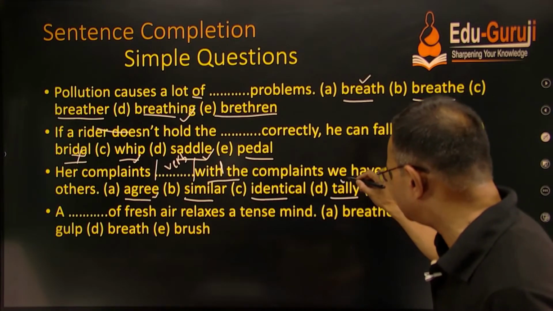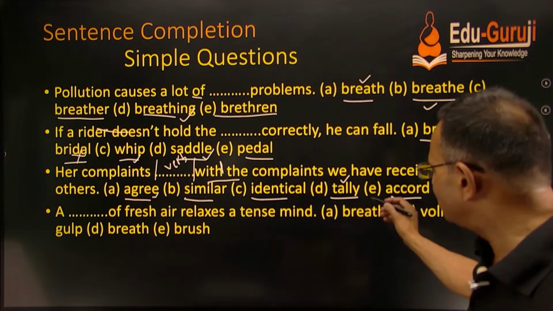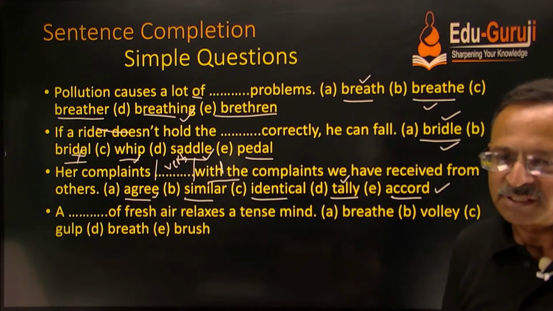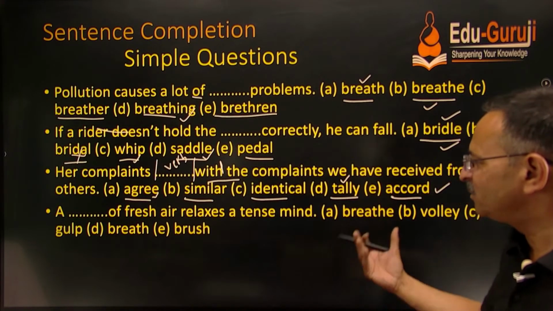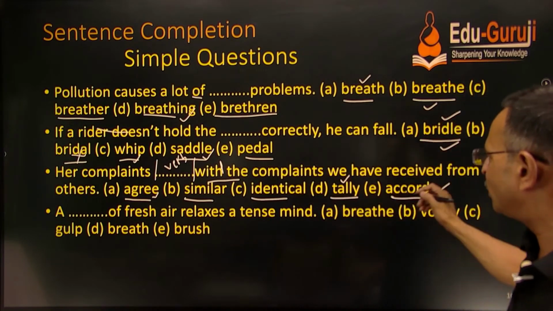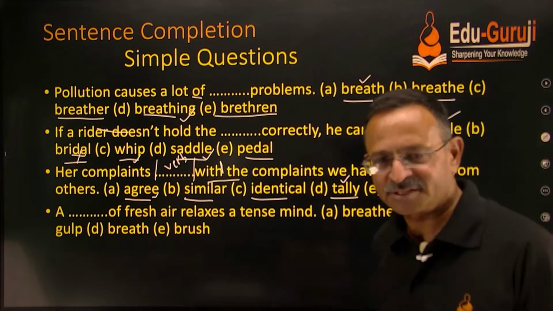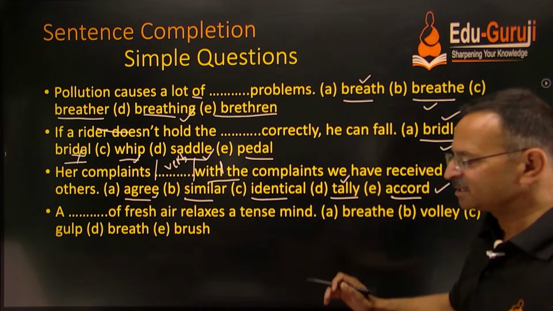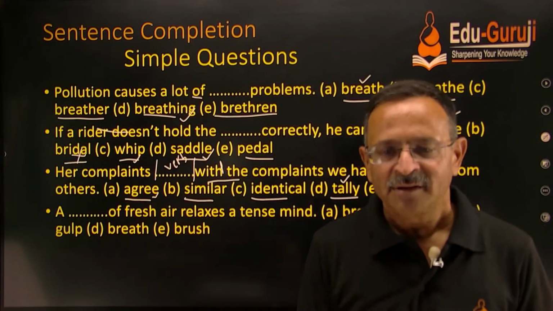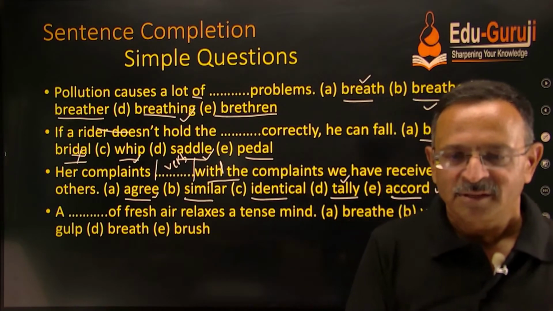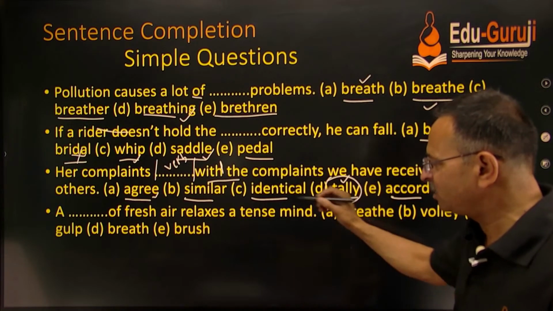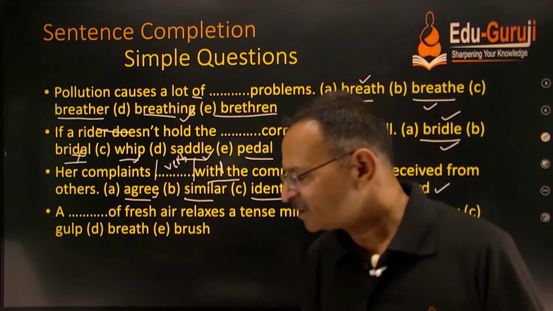Now we have a word called tally. Tally can be a good option here. According cannot come with it, because it is not idiomatically a good option. So the answer would be: her complaints tally with the complaints we have received from others. Tally means matching. It is not similar or identical. What we want is that the complaints of both should match each other. So the right word is tally, which is also a verb, and idiomatically it also goes well. I hope it is clear.